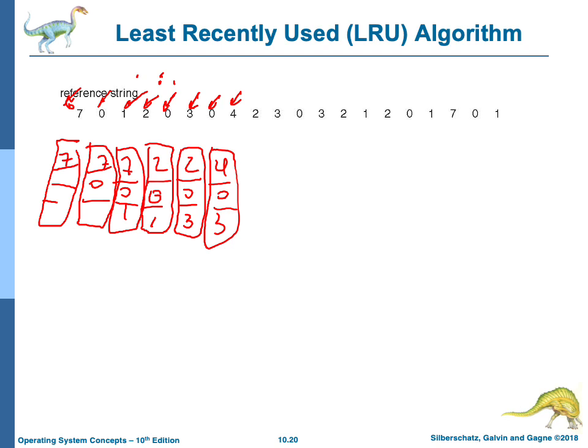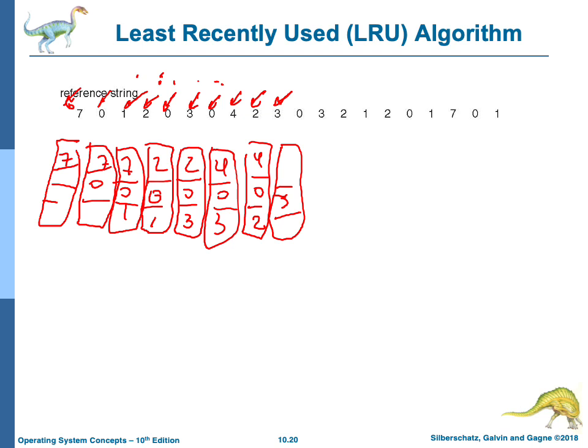Right? And then reference to page 2, and I have to look at 4, 0, and 3. So 3 is the victim. 2, 0, 4. And again, reference to page 3. So 2, 4. So 0 is the victim in this case.